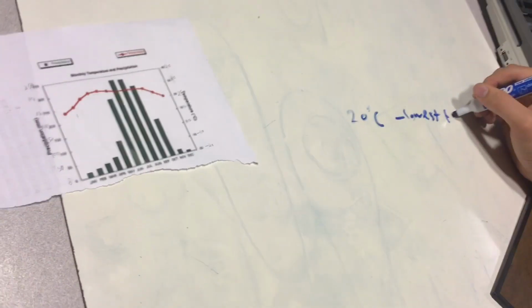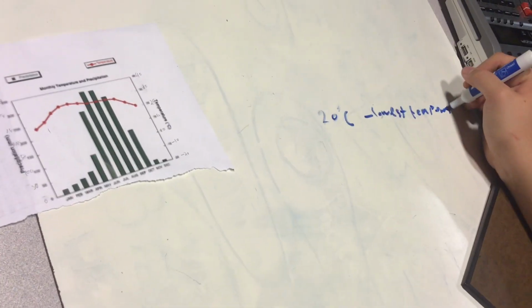What unit are we using? That is going to be in Celsius. 20 degrees Celsius is our lowest temperature.